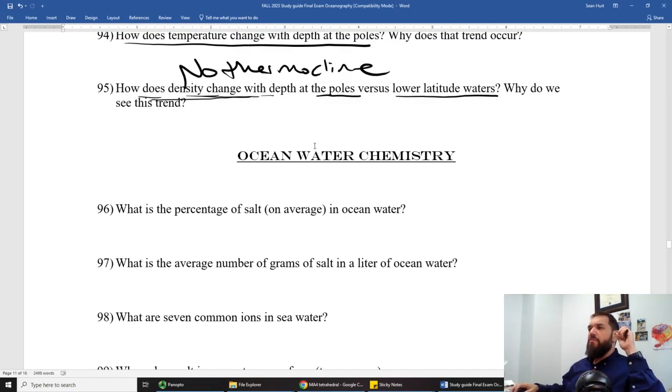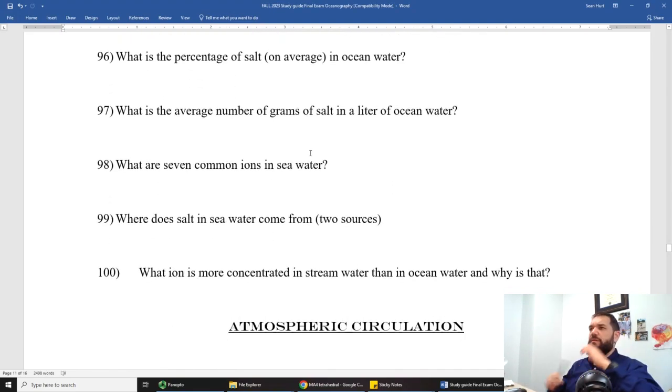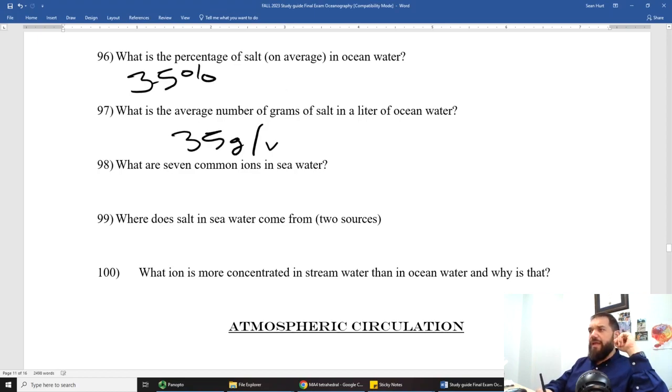All right. Moving on to ocean water chemistry. It says, what's the percentage of salt on average in the ocean? Make sure you know this, not only in terms of percent, but also in a few different ways. We'll go over all of them. Make sure you know it's 3.5%, 35 grams per kg of water, aka per liter of water. A kg of water is a liter of water, okay? Another way of expressing this is 35 per mil. So those are all different ways that you should know how to express this.